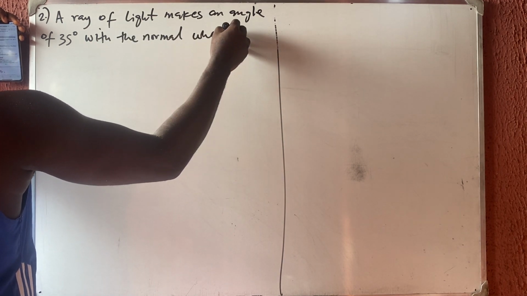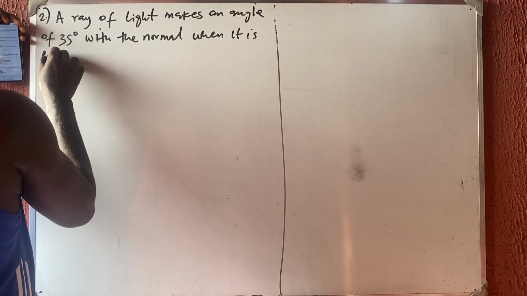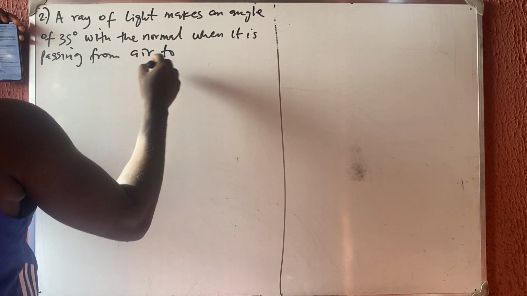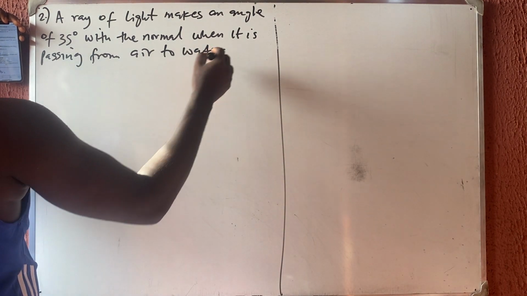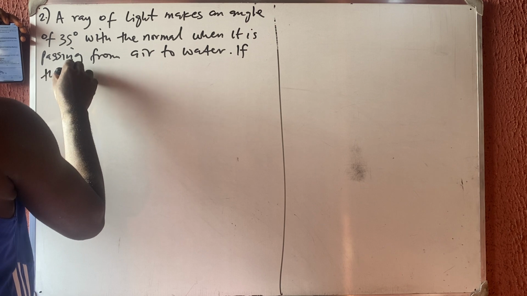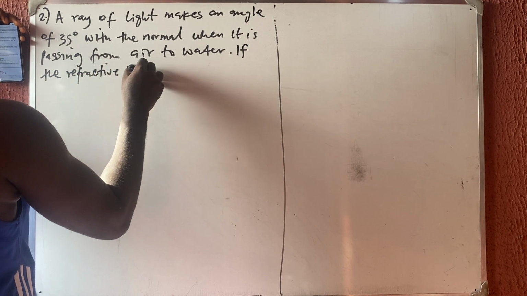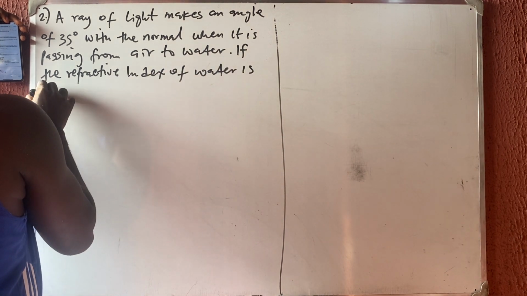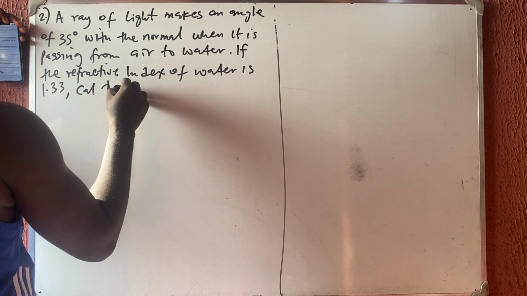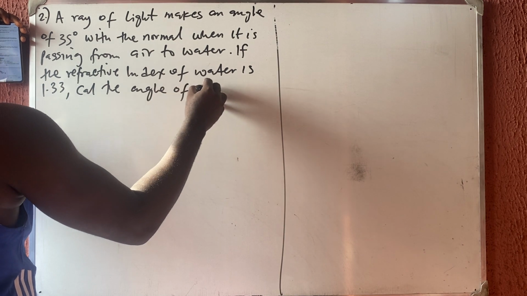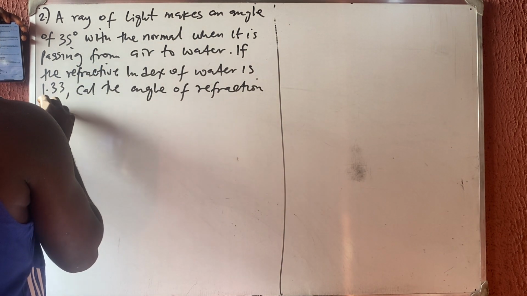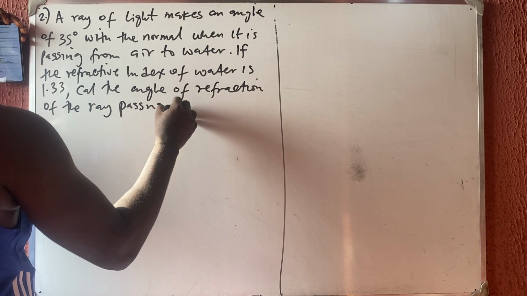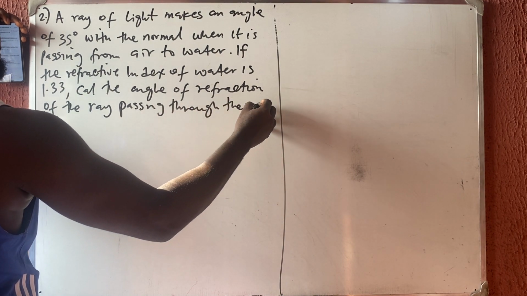when it is passing from air to water. When it is passing from air to water, let's say if the refractive index of water is 1.33, calculate the angle of refraction of the ray passing through the water. Okay?